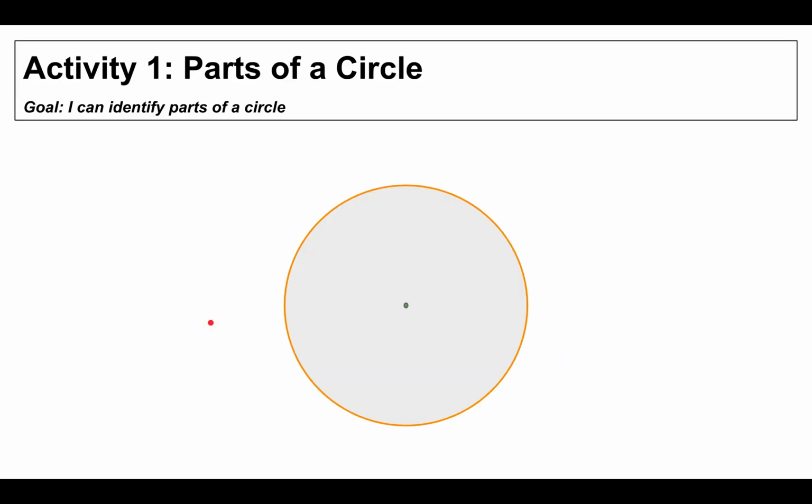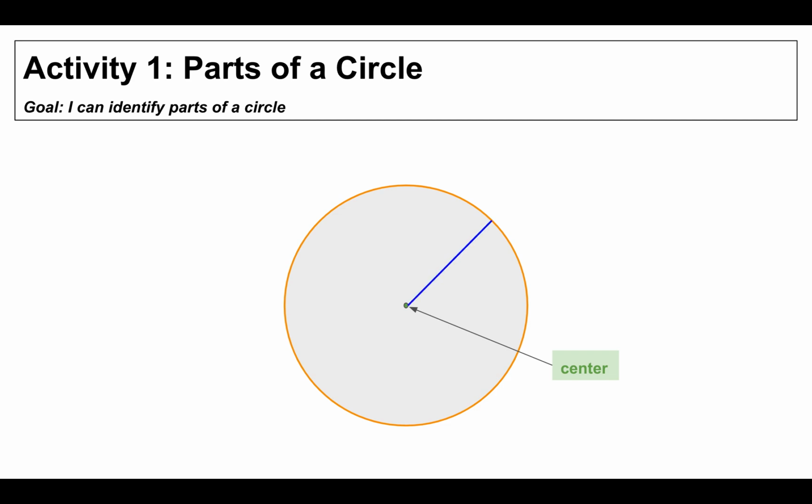So our first activity today is going to be on identifying parts of a circle. So you can see in front of you right there, you have a gray circle with an orange border and a green dot in the center. So let's start with the green dot in the center. Guess what? It's literally called the center of the circle. And everything else that we do or talk about in a circle is based on that.